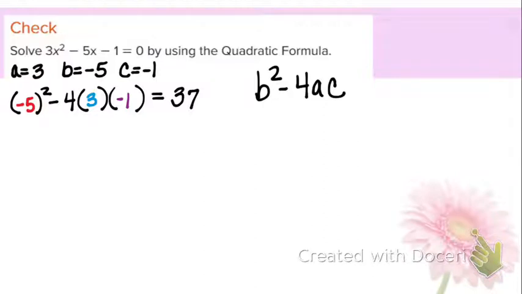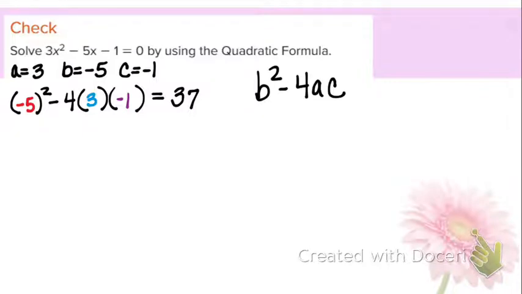Okay, so can we simplify 37? Is there a number that can go into 37 that's in that box? We can't divide it by 4. We can't divide it by 9. So we're actually going to leave it as 37. We can't take anything out.